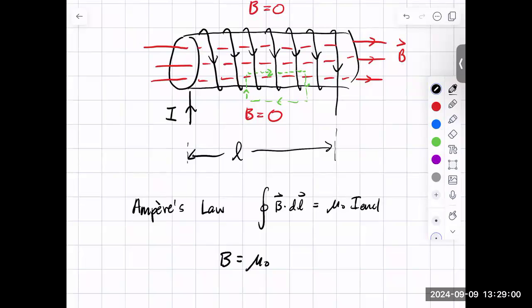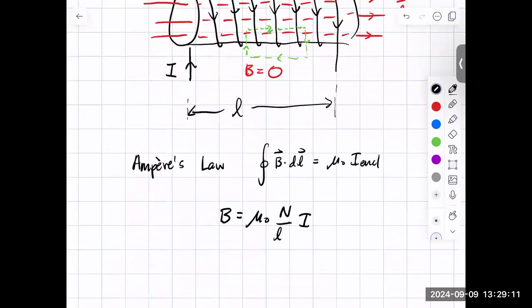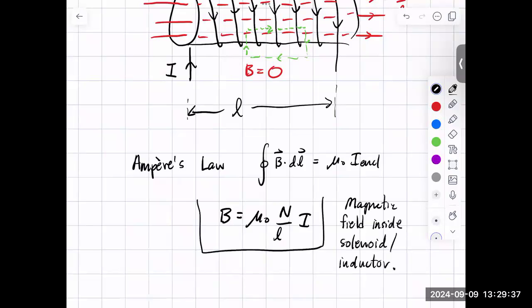The magnetic field is going to be mu naught, a constant, times the number of turns per unit length times the current. So the N times I is the I enclosed. The L came from this integral, and I just divided it in there. And so this is the magnetic field inside a solenoid. Or in electronics, we would more likely call this an inductor.